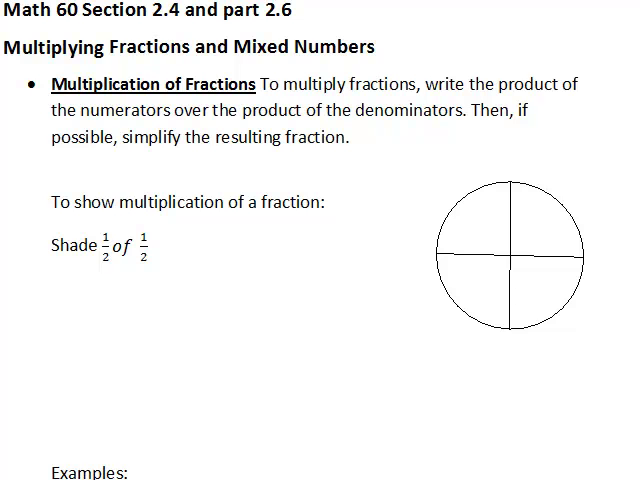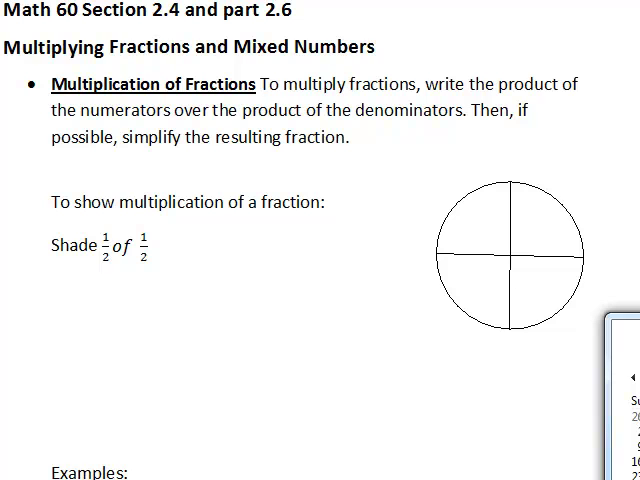Multiplying fractions and mixed numbers. The multiplication of fractions: to multiply two fractions, we write the product of the numerators over the product of the denominators. Then, if possible, we simplify the resulting fraction. Now that seems like a mouthful, but let's figure this out.